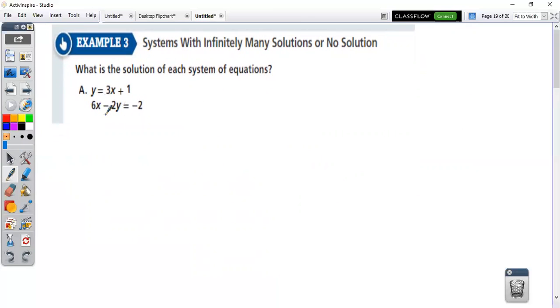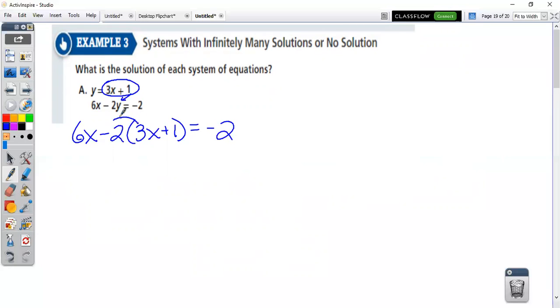Do we know an X or a Y? It's a Y, okay? So I'm going to plug Y in for that Y. So 6x minus 2 times 3x plus 1 equals negative 2, okay? And to be honest, one of the biggest mistakes people make is they plug Y in for X or do something silly like that, okay? Make sure you're plugging a Y in for Y, all right?